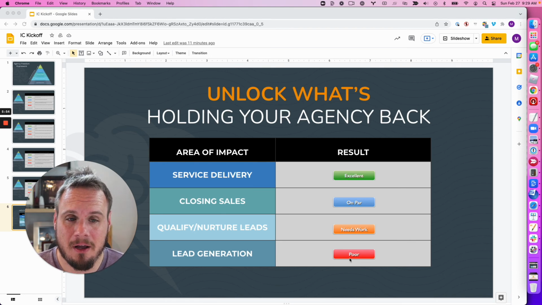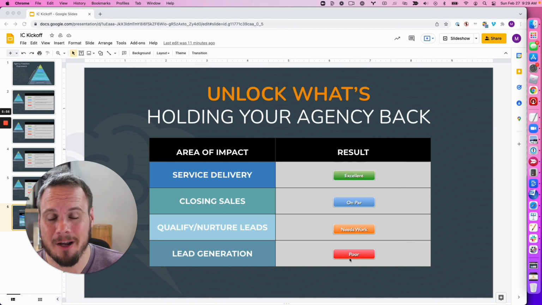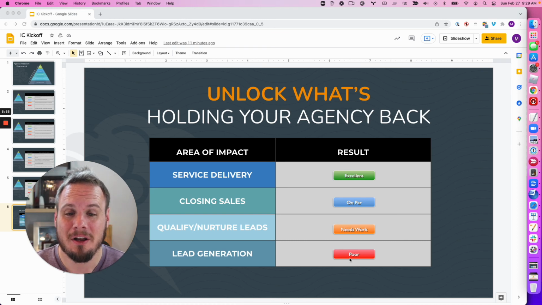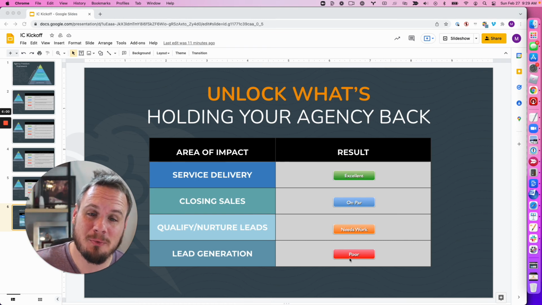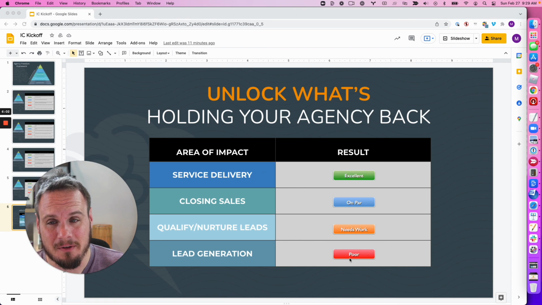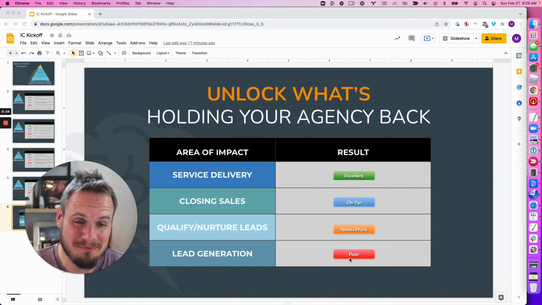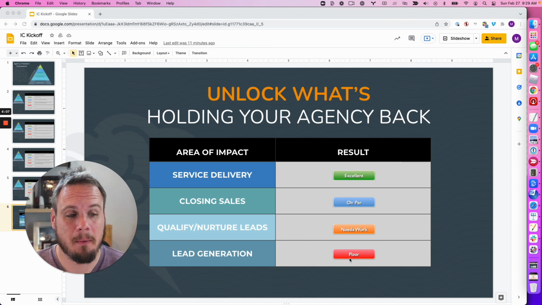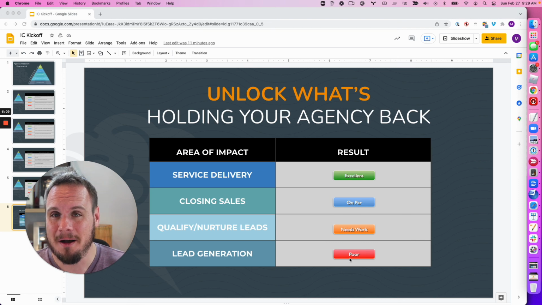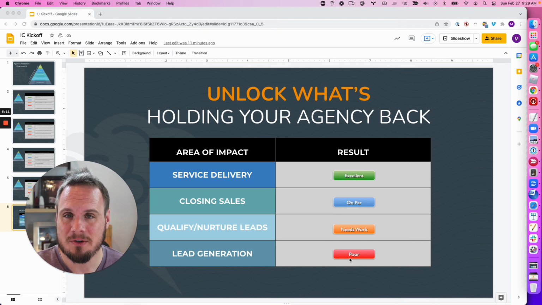And here's the deal. When you improve one area, another area breaks. When we improve lead generation, qualification might suffer. When we close more sales, service delivery might suffer. And if that's happening, that is actually really good news. If a part of your business is broken because of an improvement you made somewhere else, you're moving in the right direction, even though it may not totally feel like it.